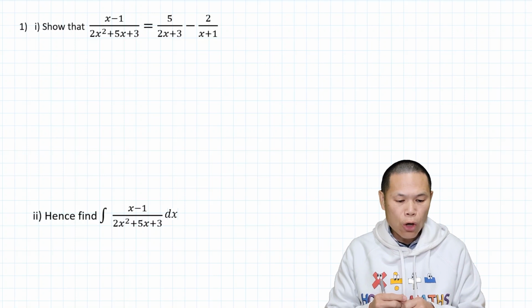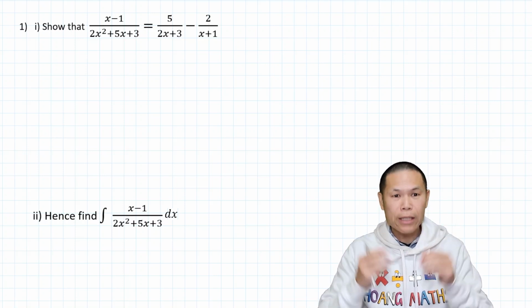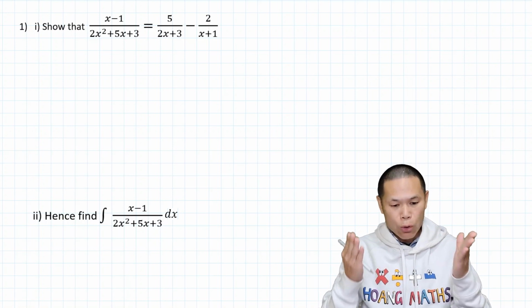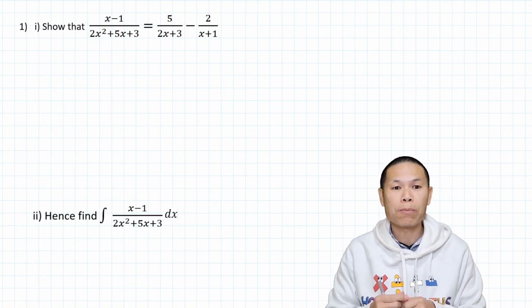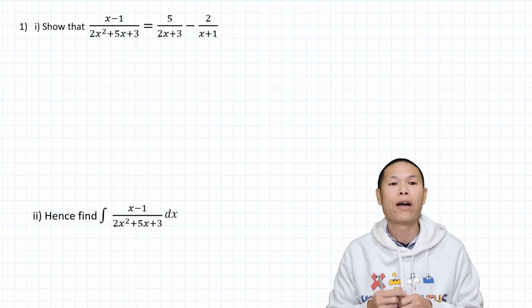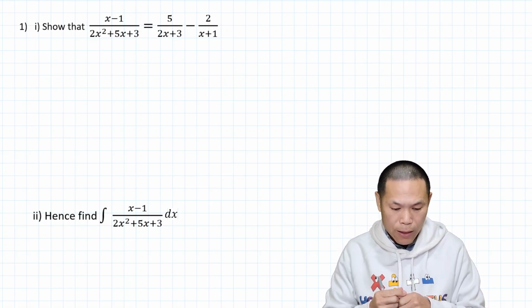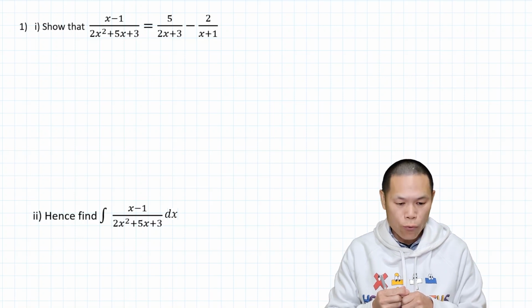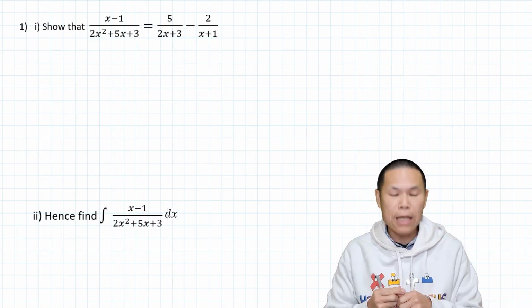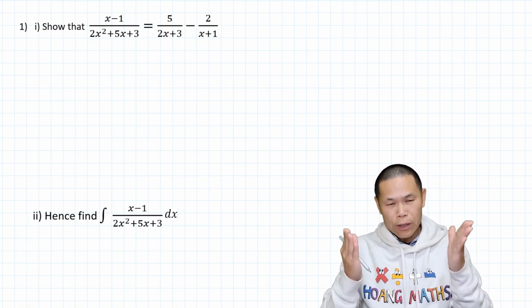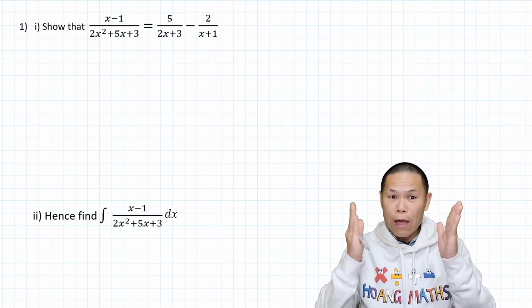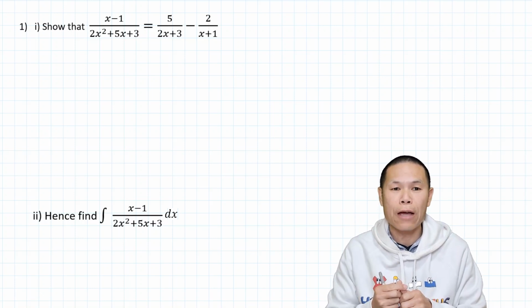First one: show that (x minus 1) over (2x squared plus 5x plus 3) is equal to 5 over (2x plus 3) minus 2 over (x plus 1). And then after that, we need to integrate (x minus 1) over (2x squared plus 5x plus 3). So first of all, let me show the left hand side is equal to the right hand side.